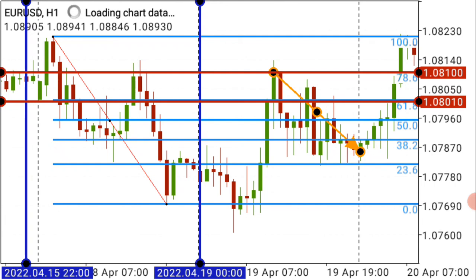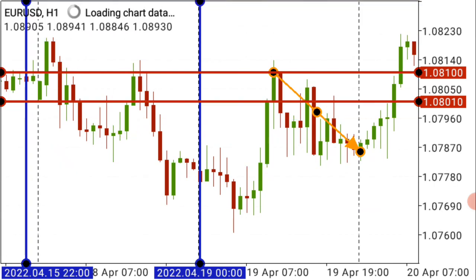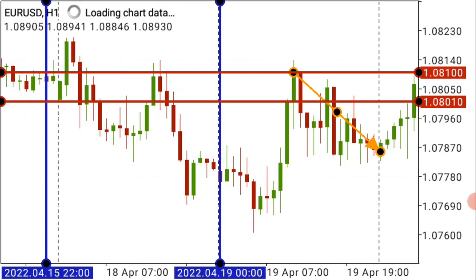So that's how you generate support and resistances based on Fibonacci, and you can delete it if you want, and then it will look like a support resistance, which you are going to focus on.